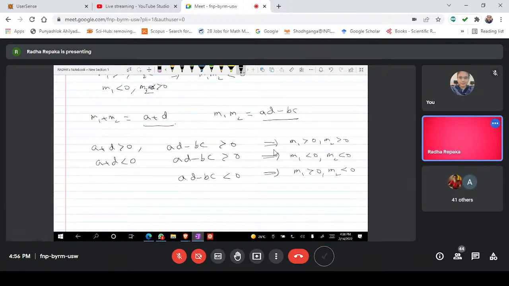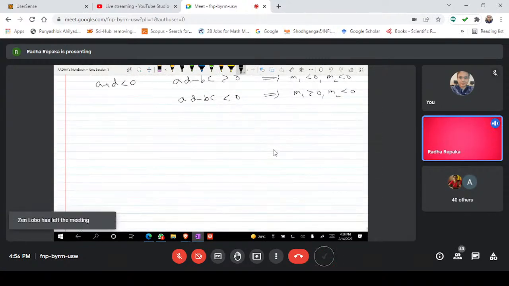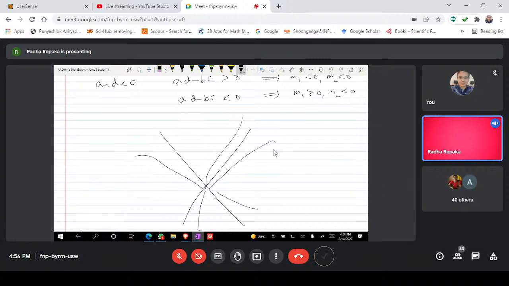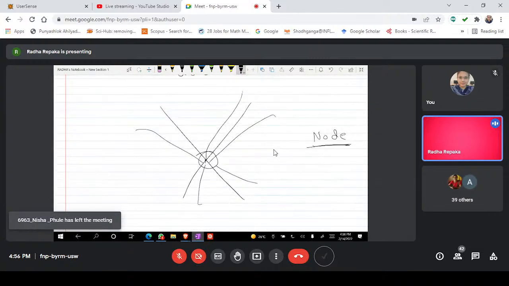So far what we have done, we have observed that we have the 4 regions and the solutions are approaching these regions. So this point is called a node. I'm introducing a new word. Even if you don't understand node, it is okay.